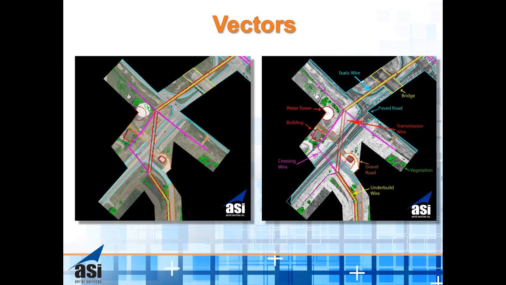When you look at vectors, the image on the left is a photograph. The image on the right is based on the hillshade image. If you look there in the upper half, there's a white circle and then a red circle, and the red circle is outside. That's due to some of the building lean that you can get from aerial photography. With the LiDAR, it's picking up everything exactly where it's supposed to be.